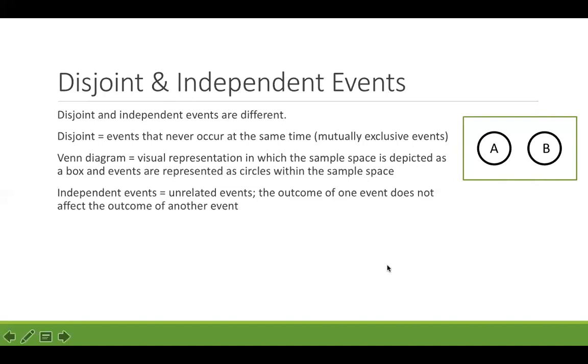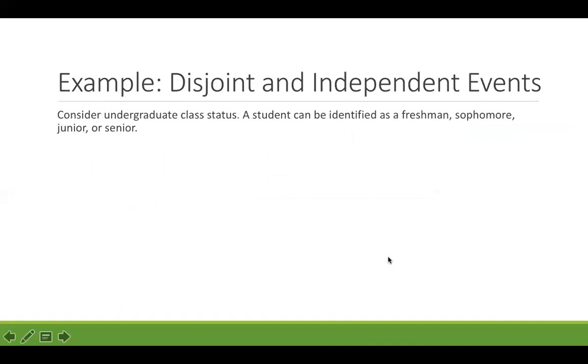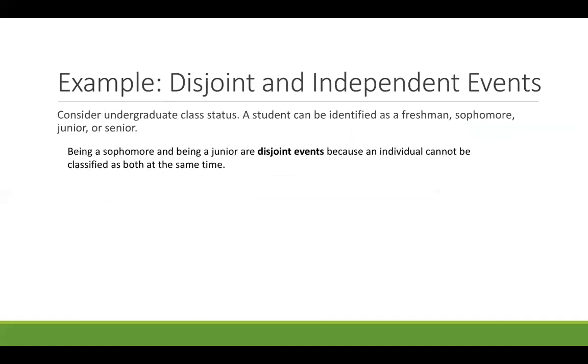So an example of these next is if you consider an undergraduate class status, there are 4 of them. A student can be identified as a freshman, sophomore, junior, or a senior. So in terms of disjoint events, being a sophomore and being a junior are disjoint because obviously an individual cannot be classified as a sophomore and a junior at the same time. They're either one or the other.